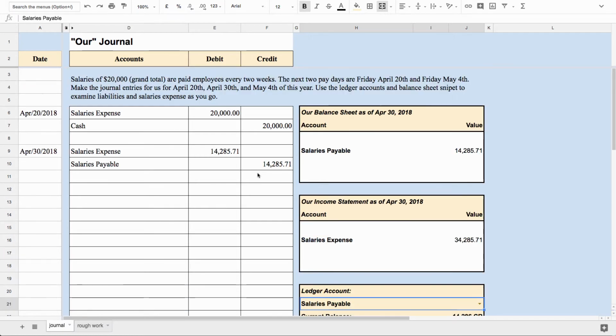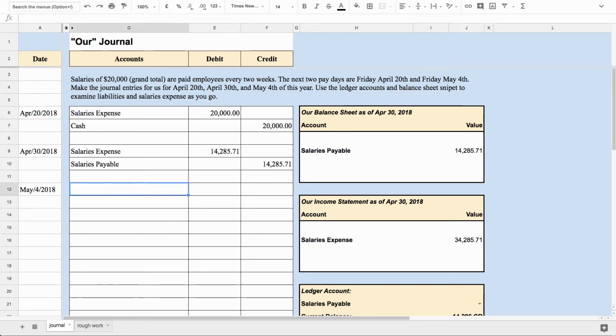Okay, so what do we do next? Well, the next day that matters with salaries is the next payday, which the question tells you is May 4th, 2 weeks after April 20th. So the pay amount is $20,000. So whatever you do, you have to be paying $20,000 of cost.